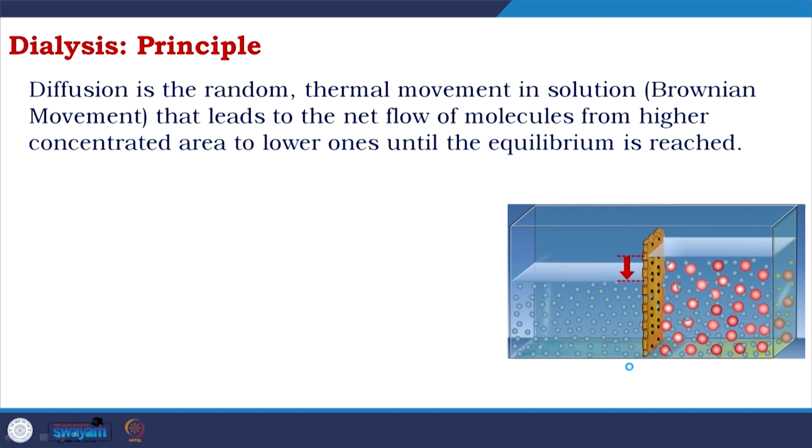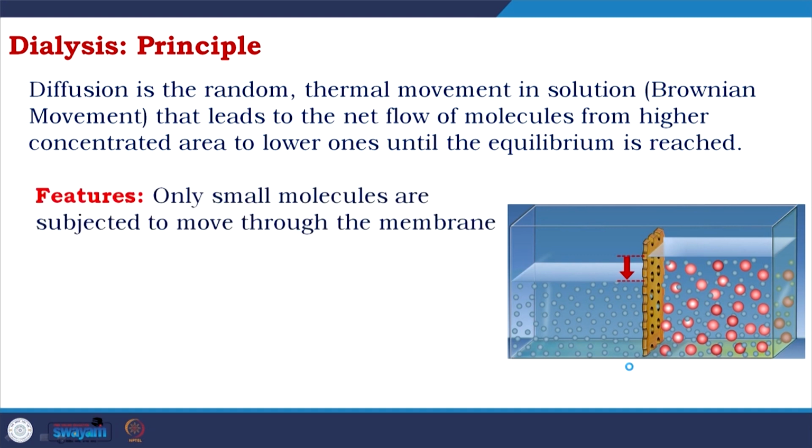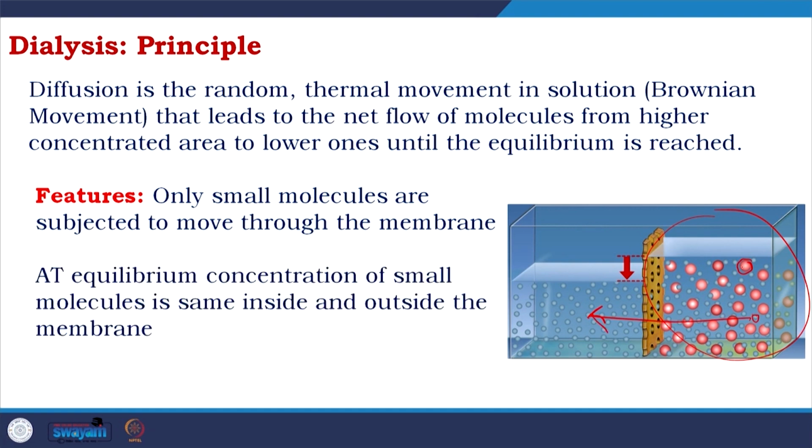Coming to dialysis, diffusion is the random thermal movement in solution, which generally follows Brownian movement, that leads to the net flow of molecules from a higher concentration area to lower ones until equilibrium is reached. Features: only small molecules are subjected to move through the membrane. If you see here, in this portion there are macromolecules and small molecules. So the small molecules only migrate, the macromolecules stay there. At equilibrium, the concentration of small molecules is the same inside and outside the membrane.